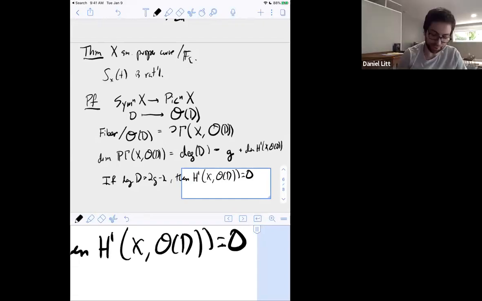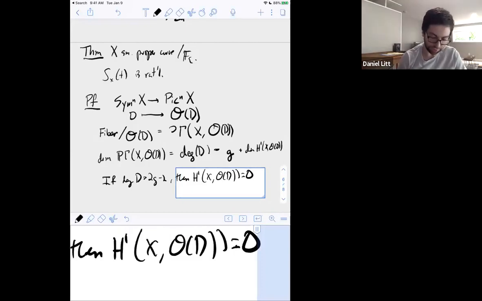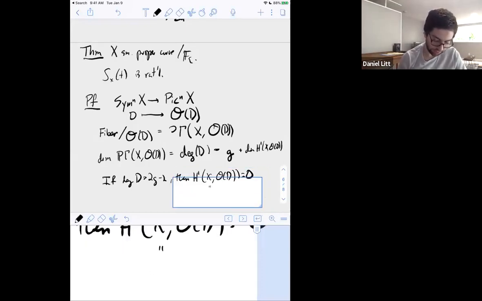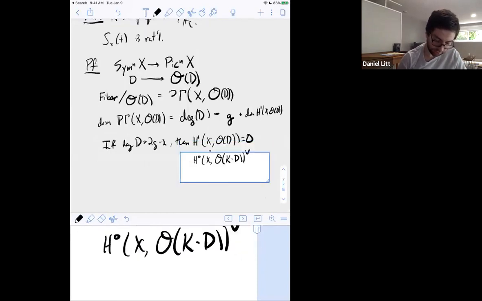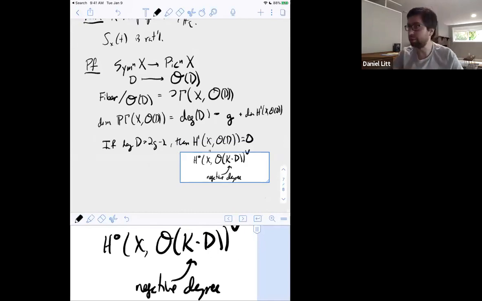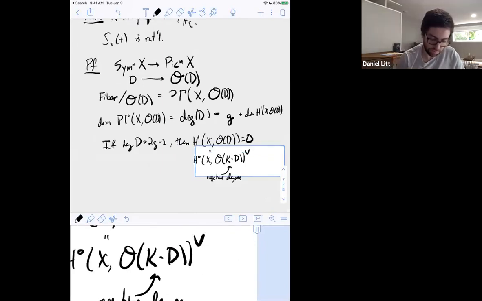Yeah, so I think what you're getting at is that this is the same as the dimension, so it's dual to H0 of X, O of K minus D, right? And then this has negative degree. So if you have a line bundle of negative degree, it can't have sections, right? Great. So if you don't see why that's true, you should make sure you know why that's true.